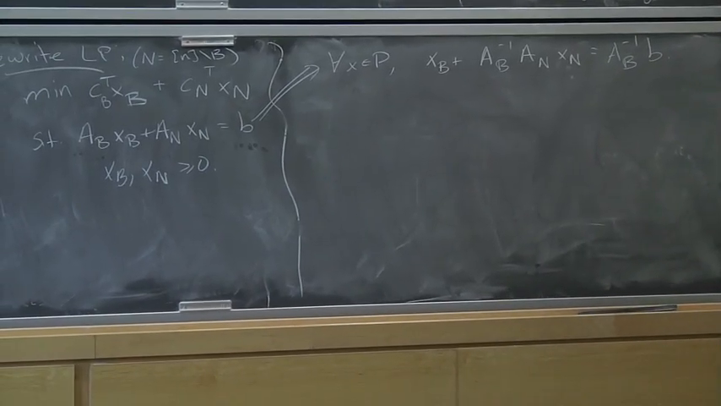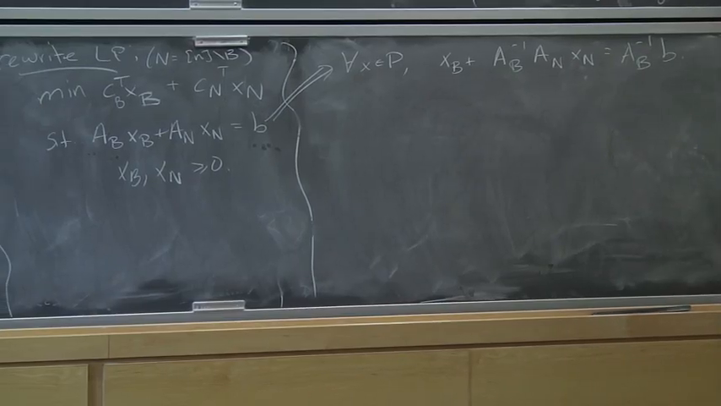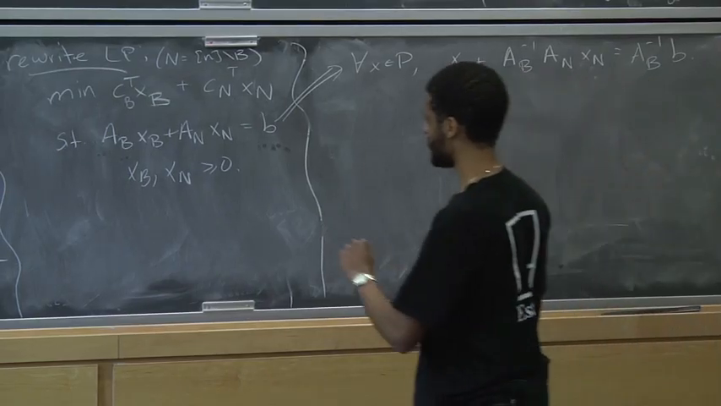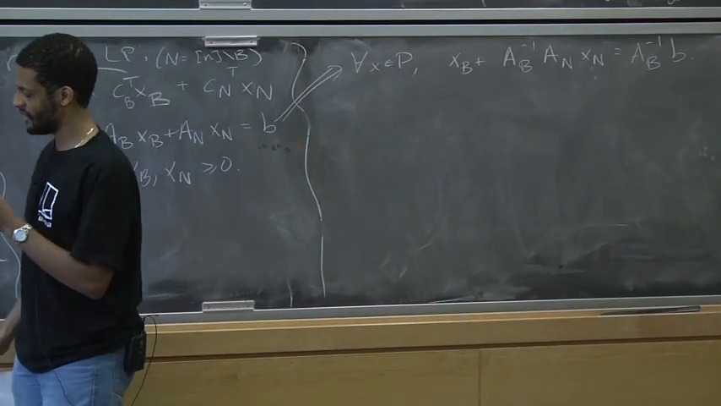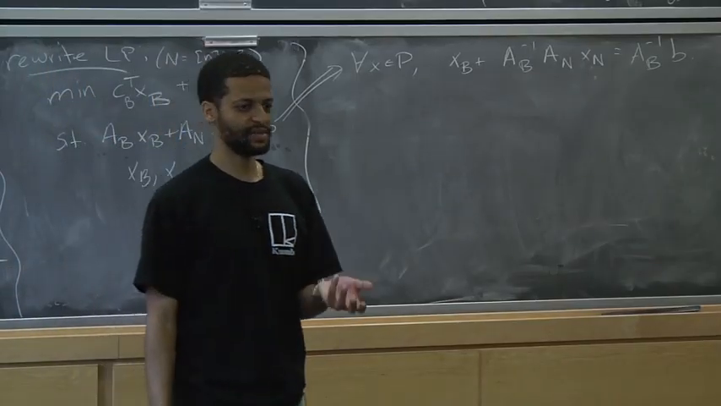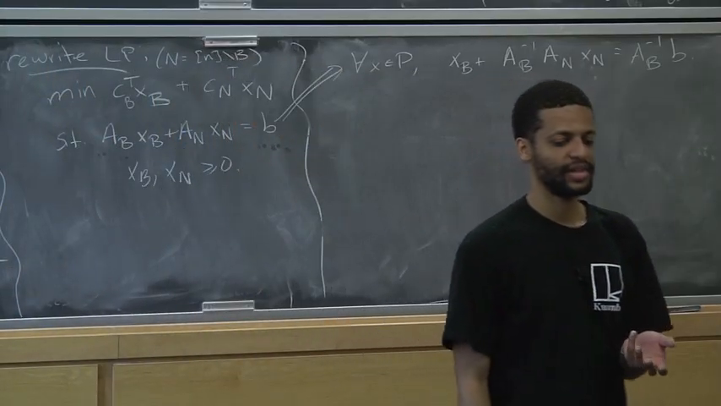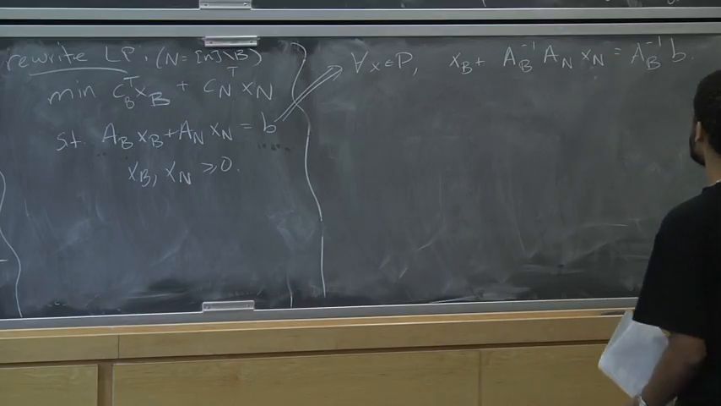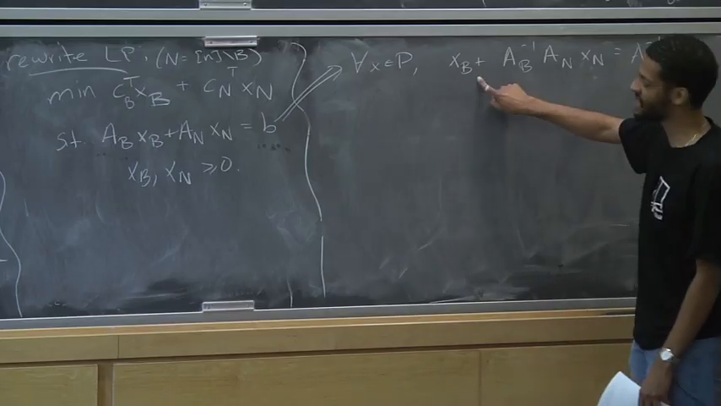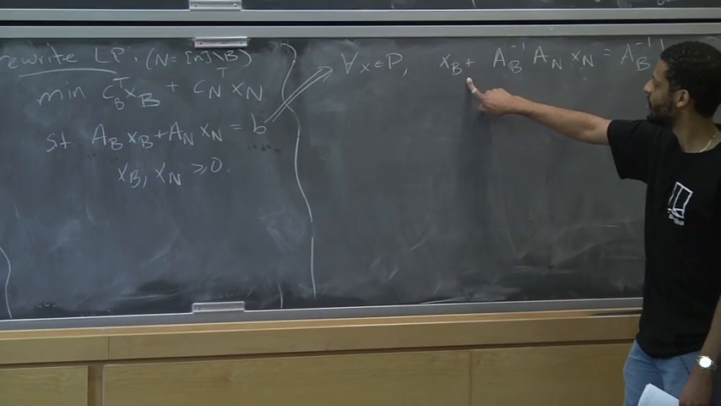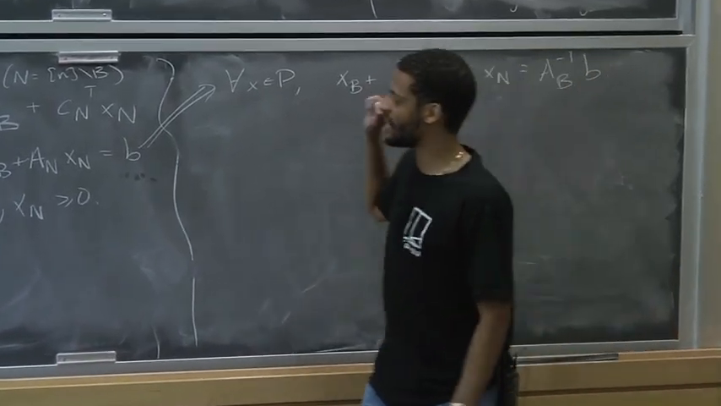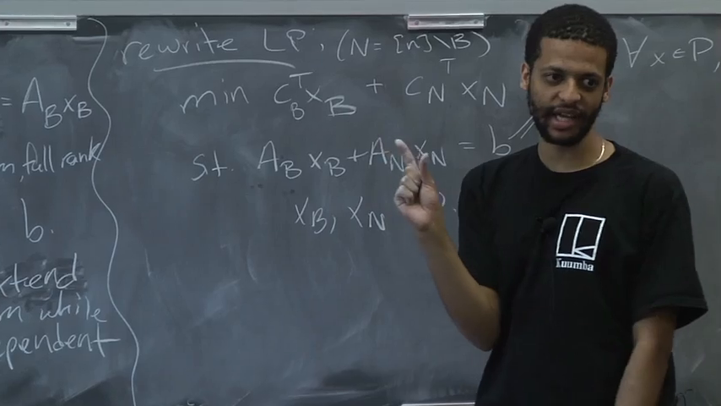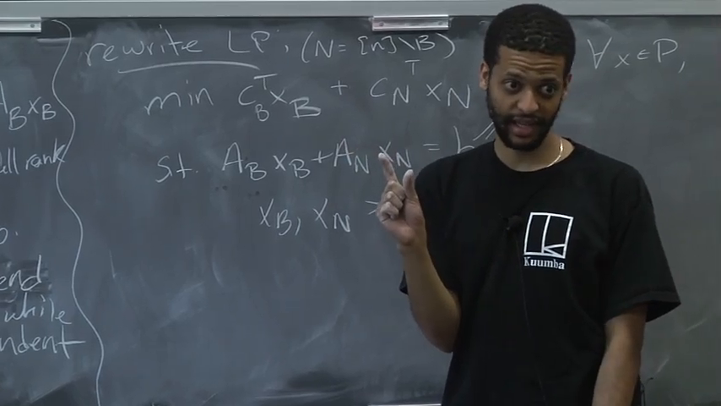Did we only show that AB inverse exists for x a vertex? Yeah, so here's what I'm saying. Take a vertex, take its base, okay? And now what I'm saying is, B is a base for some vertex. You said for all x. Yeah, so fix a vertex and fix its base, right?